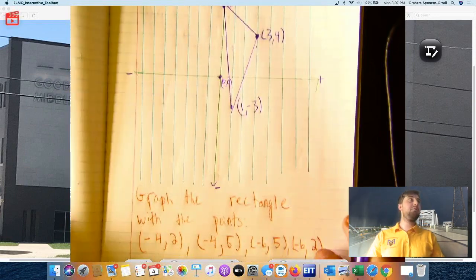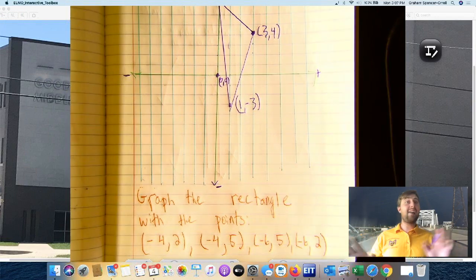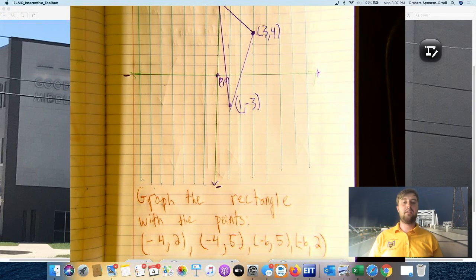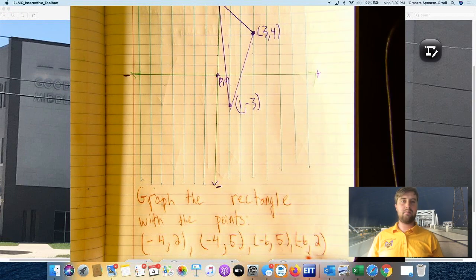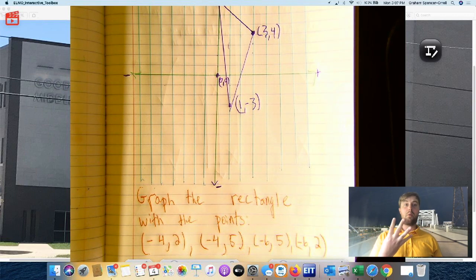All right, now our second problem we're going to do on the same graph paper because I don't want to have to draw a lot of graphs. So our second one says graph the rectangle with the points negative 4, 2, negative 4, 5, negative 6, 5, and negative 6, 2. Now our rectangle has 4 points because there's 4 corners on a rectangle.